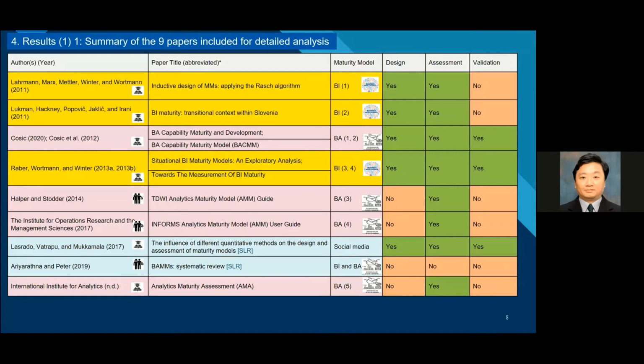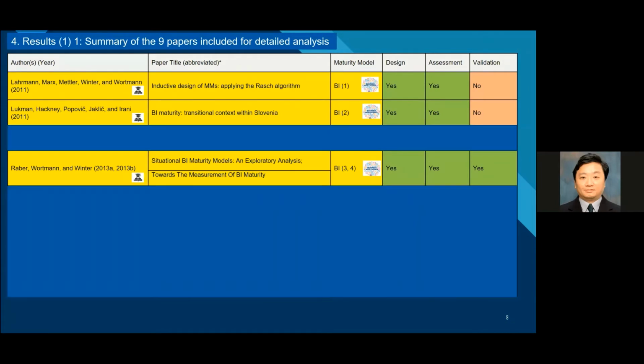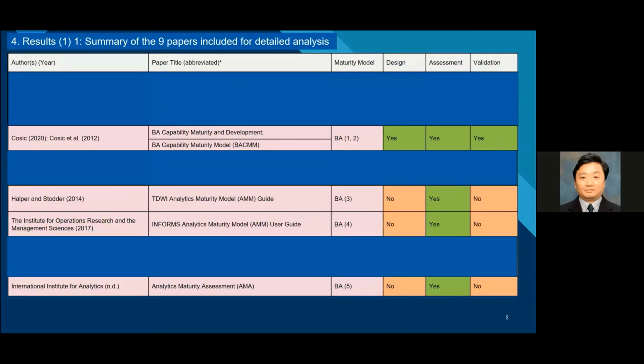This is a summary of the 9 papers included for detailed analysis. 4 papers are BI maturity models related, and 2 papers belong to the same model by Raber et al. 2013. 5 papers are business analytics maturity models related, and 2 papers belong to the same model by Cosic et al. 2012 and Cosic 2020.